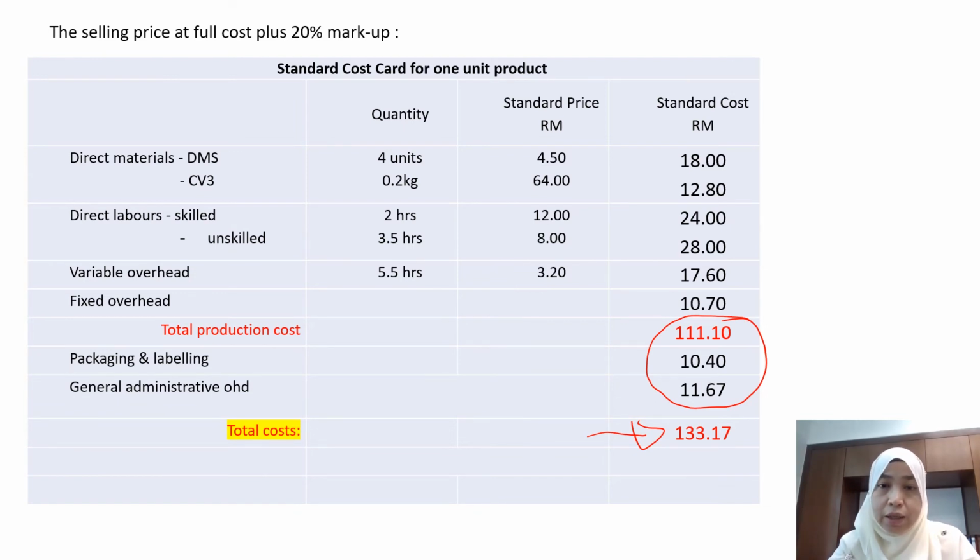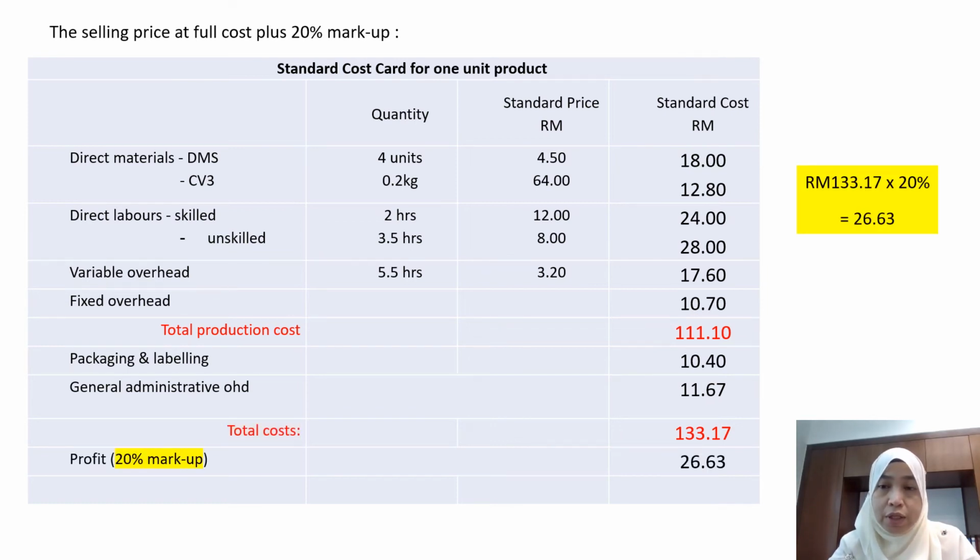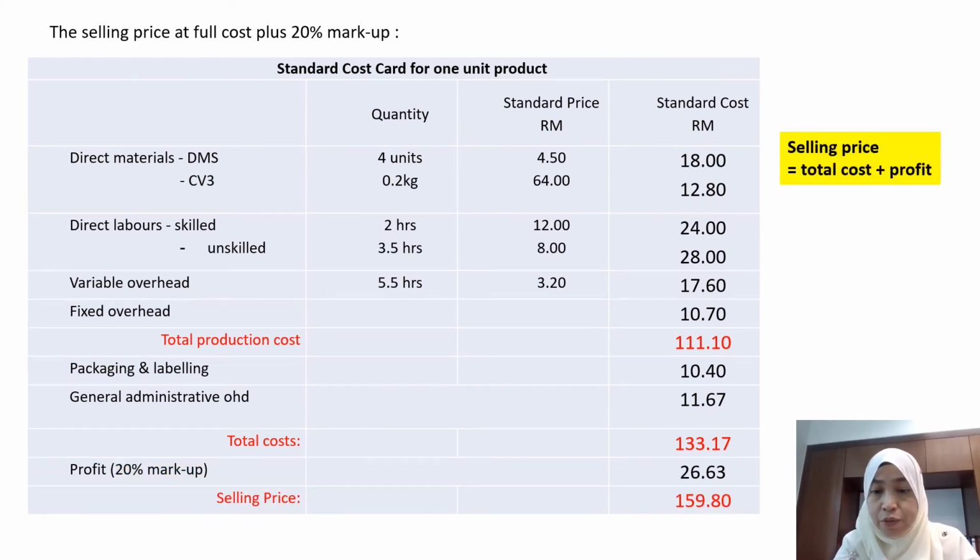From this, we can determine profit based on the policy of the company. For this question, the policy of the company is profit markup 20%. So 20% you straight away multiply by total cost, you will get the value for profit. And then total cost plus profit, you will get the selling price for the product. Total cost 133 ringgit 17 cents plus profit 26.63. Finally, your selling price will be 159 ringgit 80 cents per unit of product. So selling price is total cost plus profit.